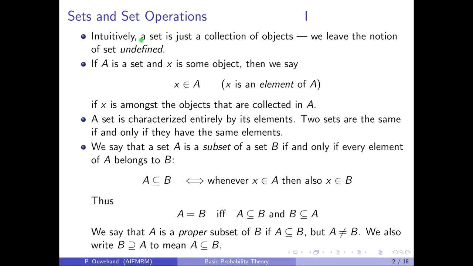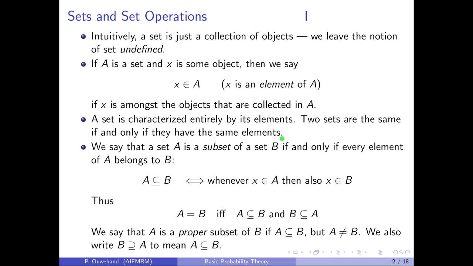Intuitively, a set is just a collection of objects. We will leave this notion undefined. If A is a set and X is some object, then we say that X is an element of A or X belongs to A if X is amongst the objects that are collected in A. Note that the set is characterized entirely by its elements. In other words, two sets are the same if and only if they have the same elements.